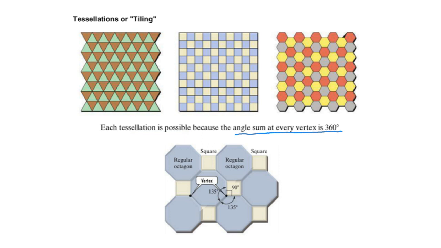So let's take a look at this bottom photo, and I'll highlight that vertex in blue. They're saying if you take a look at any vertex on here, even this vertex right here, if I take each angle that connects to that vertex, it should have a sum of 360 degrees.